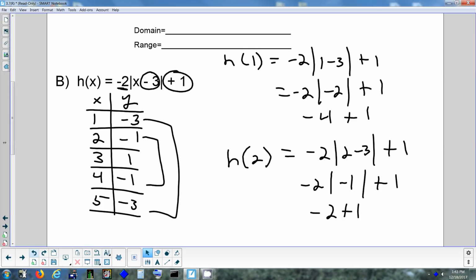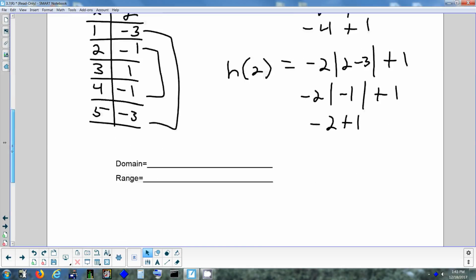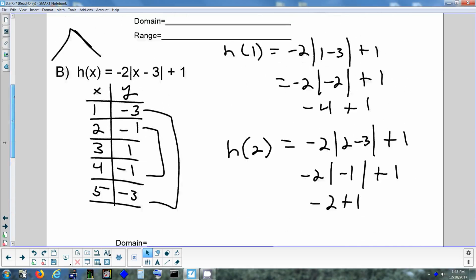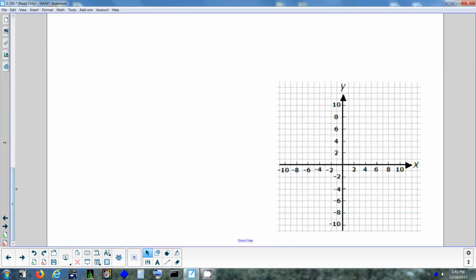Don't be too concerned with the -2, but I will give you a hint at what's going to happen here. When you put a negative in front of something, it causes it to flip. So it's going to go down this time. It's not going to look like a V shape opening up. It's going to look like an arrow, like a mountain top. It opens down instead of up this time. So we've got the point (1, -3).